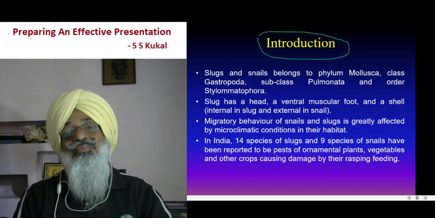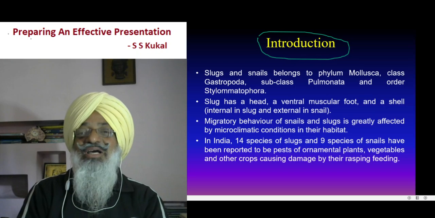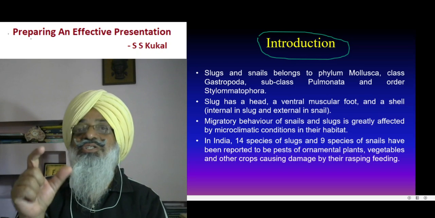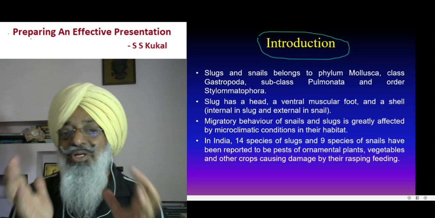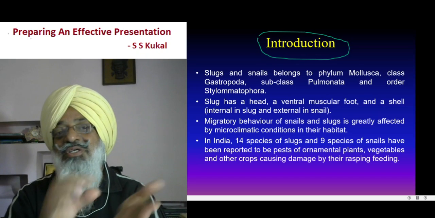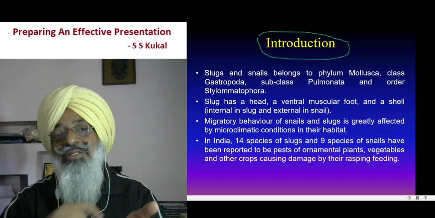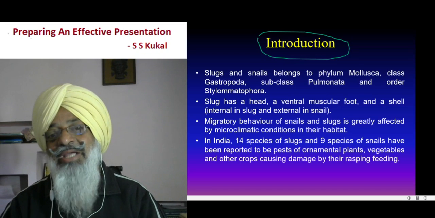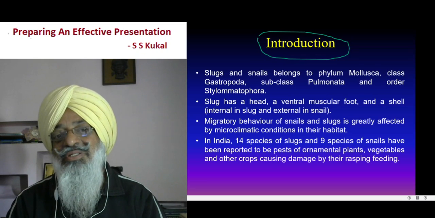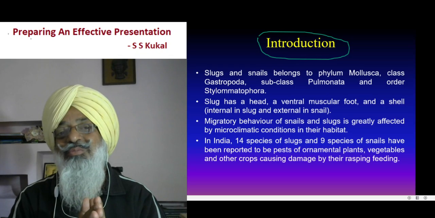Now, this is another problem. Generally, when we start with the first slide, we write the word introduction. Why write the word introduction? It's not a document you are going to submit. Okay, you will write introduction, methodology, then what will be the impact or what are the results of all that. No, this is not a document.